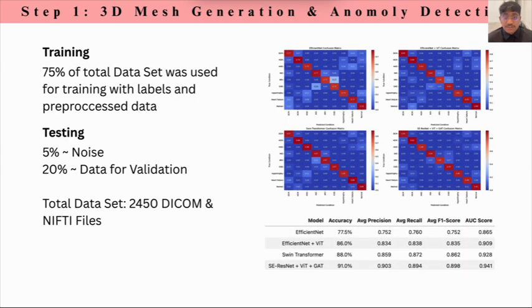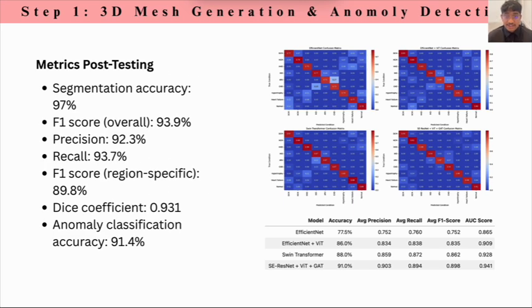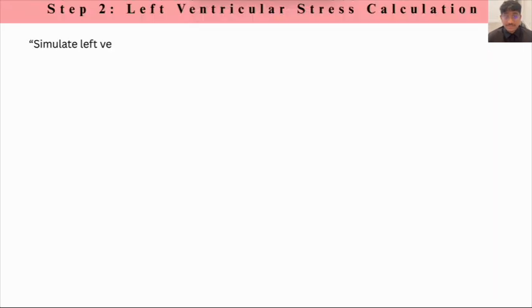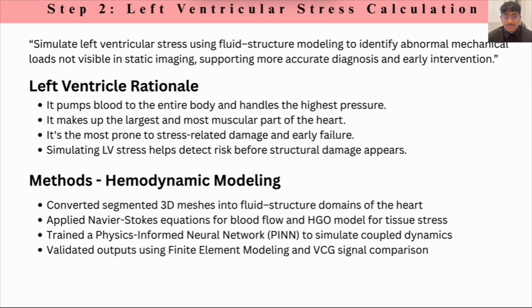The model has 2,450 scans, and after testing, our SE ResNet plus ViT plus JET architecture achieved 90% accuracy in segmentation with a 0.939 F1 score and over 91% anomaly classification. Step 2, left ventricular stress calculation. The left ventricle handles the greatest pressure in the heart. Chronic overload here can lead to irreversible damage. Our model simulates this by fusing anatomical and electrical data to calculate how stress evolves across the heart wall.